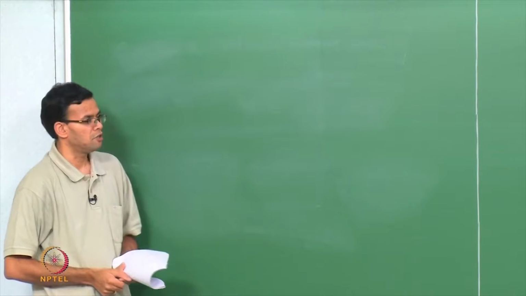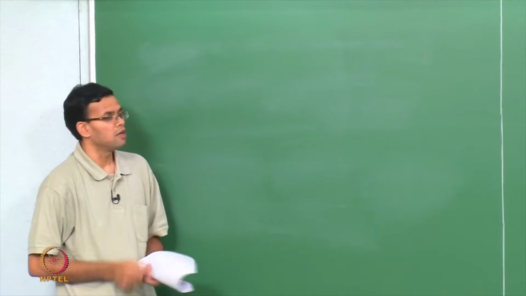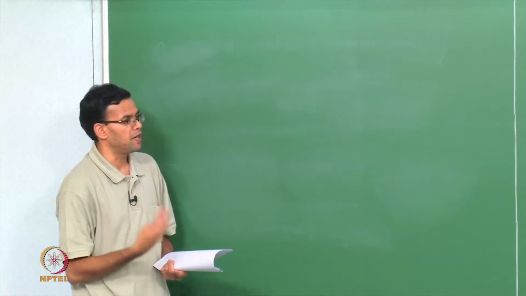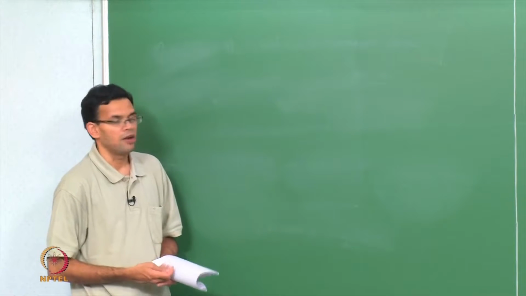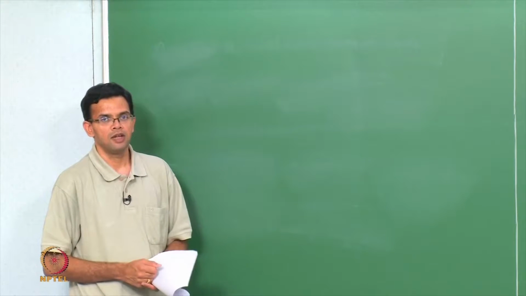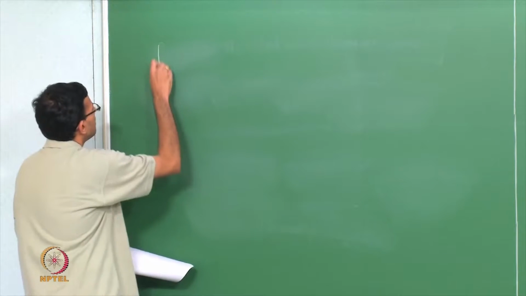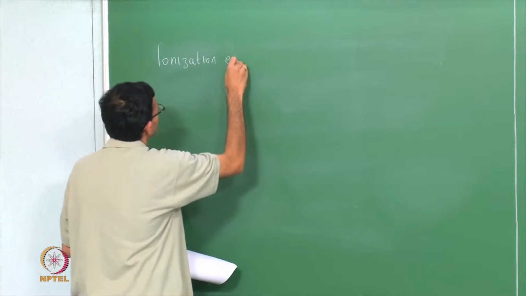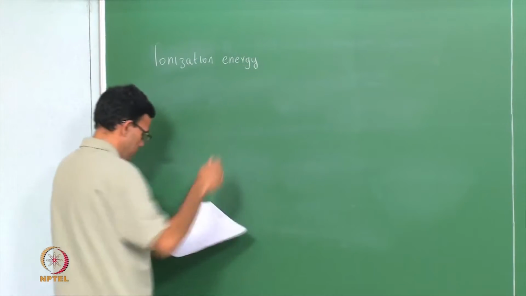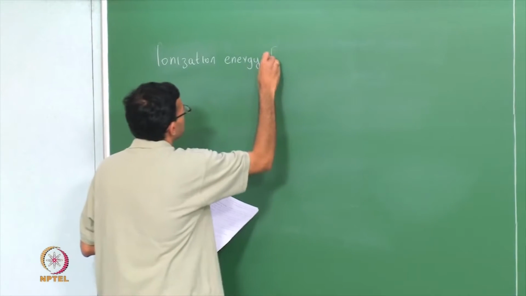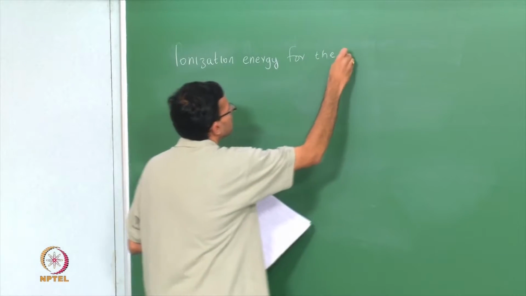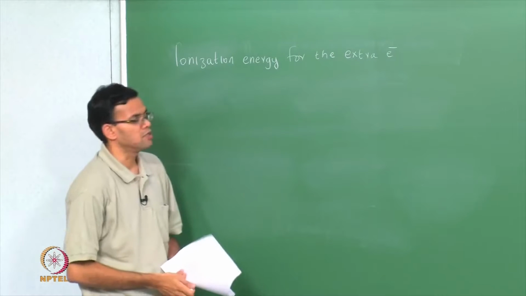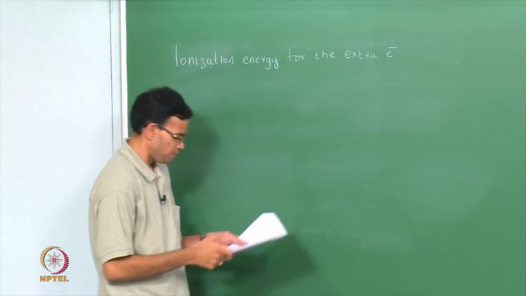So, what you are interested to find is the energy required in order to take the extra electron from phosphorus, could be any other pentavalent impurity like arsenic or antimony, to take that extra electron and delocalize it. So, we need to find the ionization energy for the extra electron in the silicon lattice. This extra electron is coming from the pentavalent impurity.